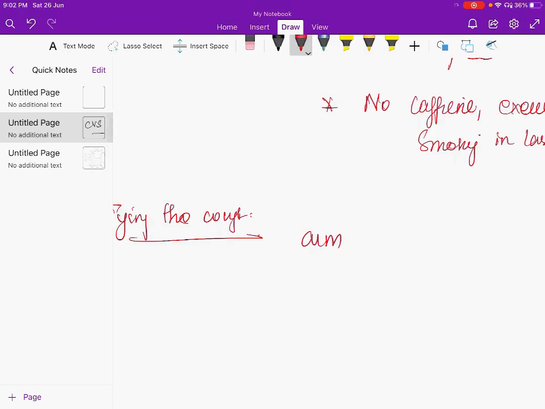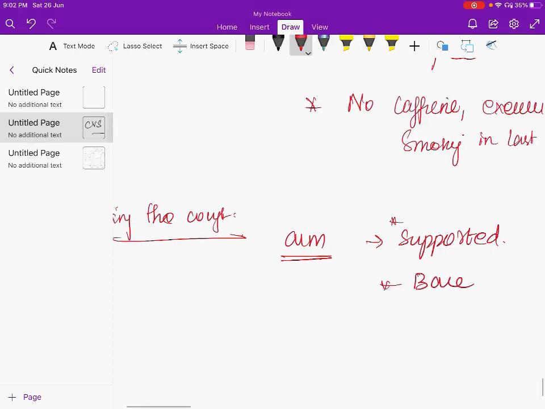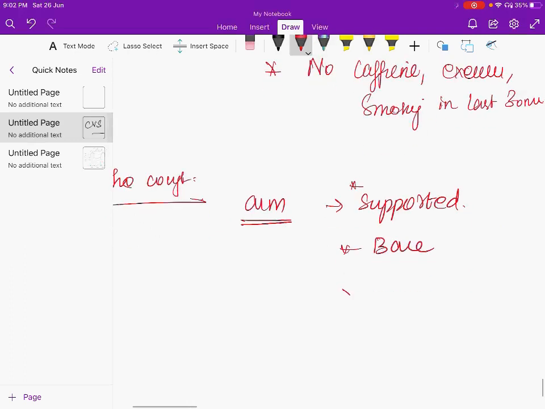So where will you tie the cuff? The arm, which should be supported. The arm should be supported on a table or a chair. It should be bare, so do not tie the cuff over the dress. And it should be tied at heart level.